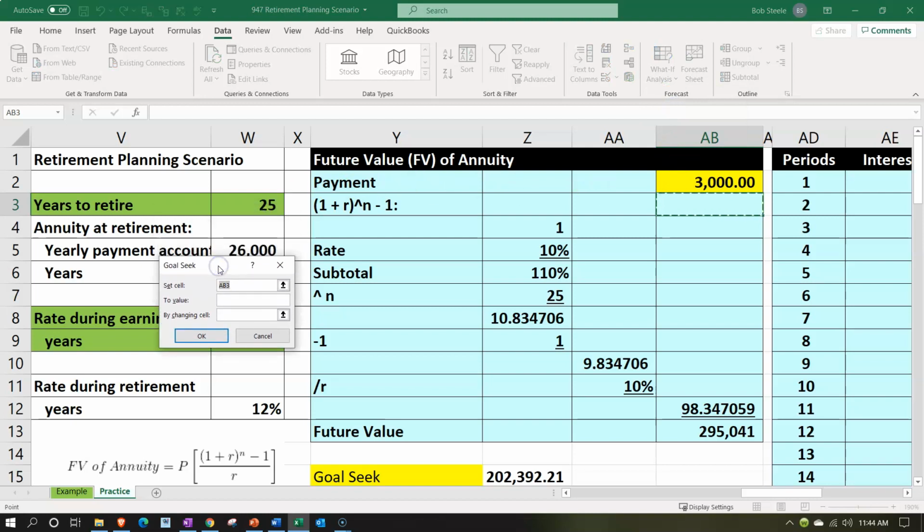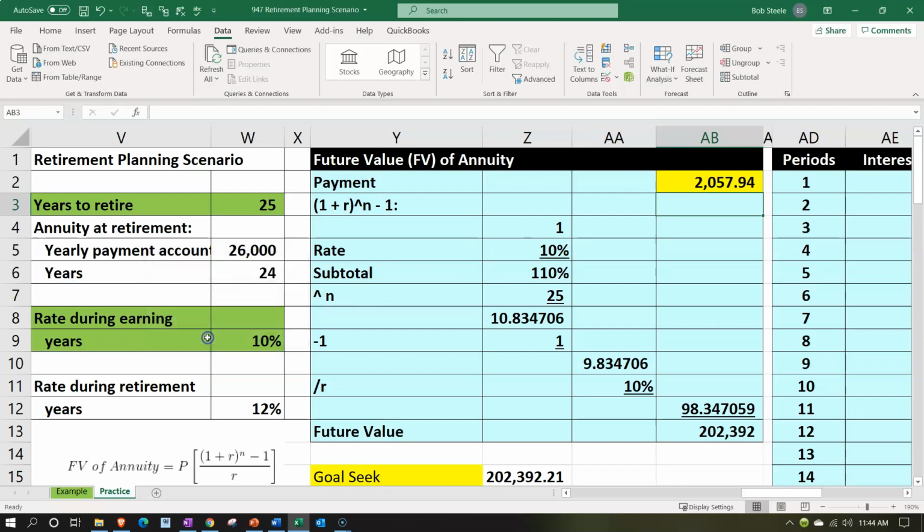Seeking the goal. What goal do you seek? We want to set that cell to be the 202,392.21 by changing that cell right there, that 3,000. We're going to say OK, and Goal Seek seeks the goal and then does it for us. So we basically backed into this number, kind of using an algebraic type of method, using one unknown, but instead of rearranging the formula to solve for P, or memorizing a whole different formula, we can use the same formula and then basically use the same worksheet to back into the unknown.